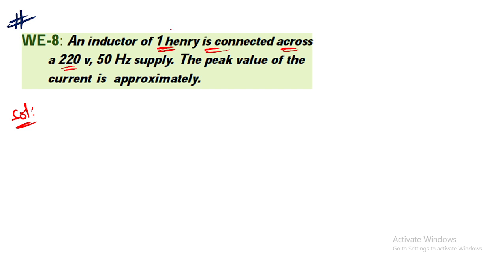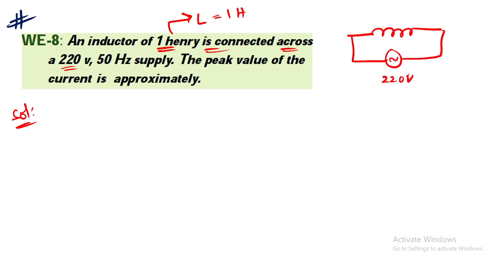Now, the inductor L is equal to how much? 1 Henry. Am I correct? Whatever the given values are, these are all RMS values. An inductor is connected across an AC source. How much voltage are you giving here? 220 volt, which will be the RMS value only. Always remember. How much frequency? 50 hertz.